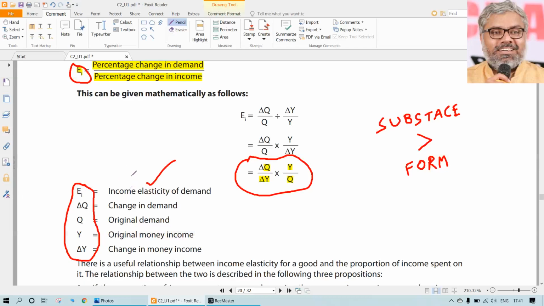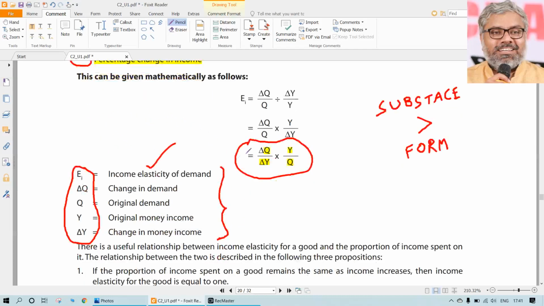We are calling it EI. No, sir, I will call it IE. Okay. I will call it DI. Okay. No problem. You call it anything. So nobody cares about that form. What is important is, as long as you know that it is depicting income elasticity of demand, anything is okay. So that's what matters. Substance. These are the things which matter. So what each of these things denotes should be understood.